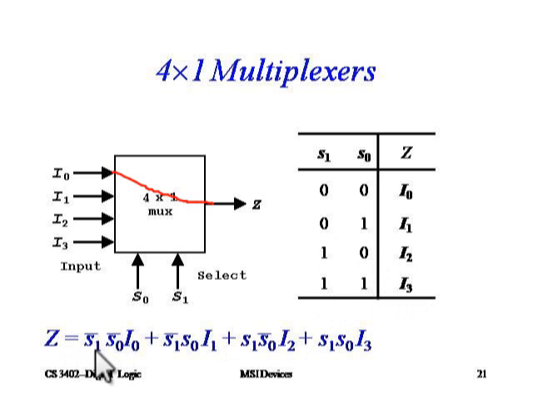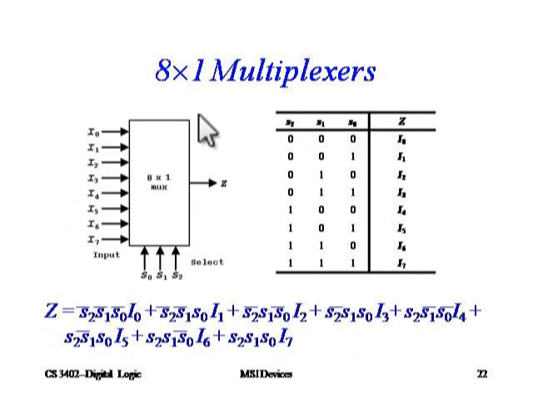So Z is equal to S1 bar S0 I0 plus S1 bar S0 I1. We can derive this using the K map, and we can fill the K map using the truth table which we discussed for the 2 cross 1 mux. Similarly, for 8 cross 1 multiplexer, we are having 3 selection lines, 8 data lines, so in total 11 input lines and 1 output line. So we can similarly have the equation for it.